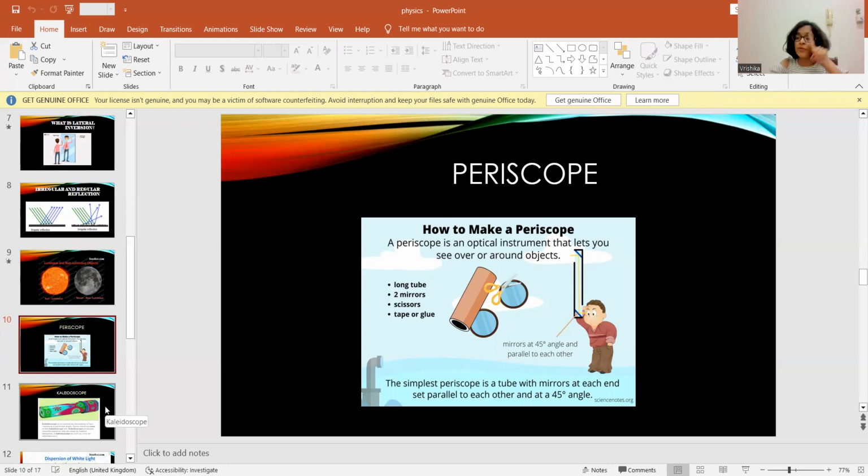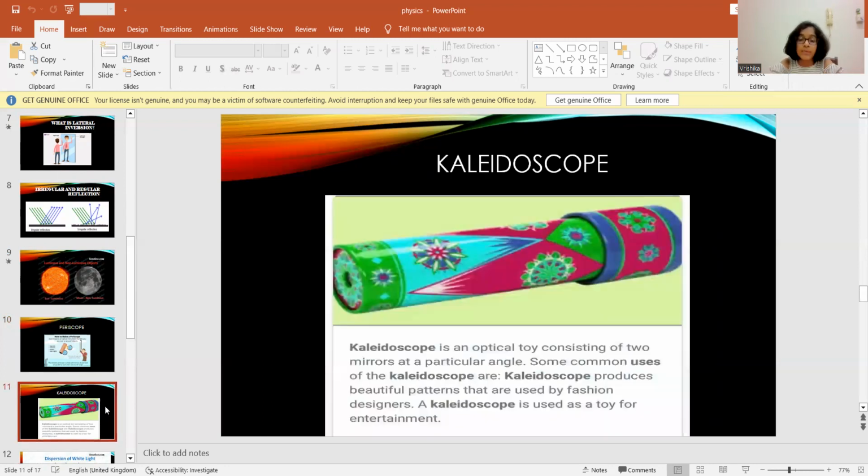Now we have learned about the first device. There is another device, it's kaleidoscope. It is an optical toy consisting of two mirrors at a particular angle. Some common uses of kaleidoscope: it produces beautiful patterns that are used by fashion designers.